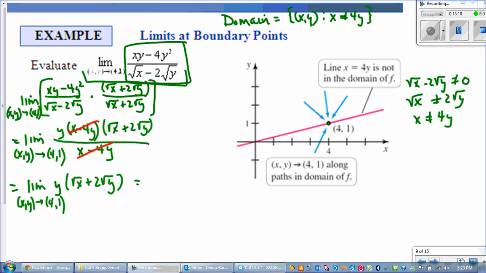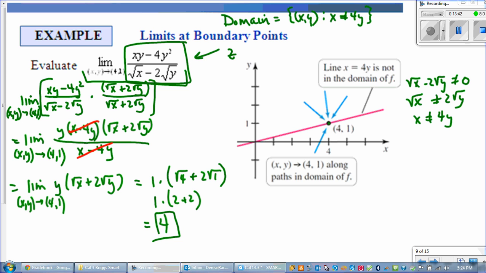And now evaluating, since I don't have to worry about anything existing anymore, it'll be 1 times the square root of 4 plus 2 times the square root of 1. 1 times 2 plus 2 just gives us 4. So the limit will be 4. That's the z value for this function. This is the function z equals, and that's the function of x and y. The z values will be approaching 4 as the points in the plane are approaching (4, 1).